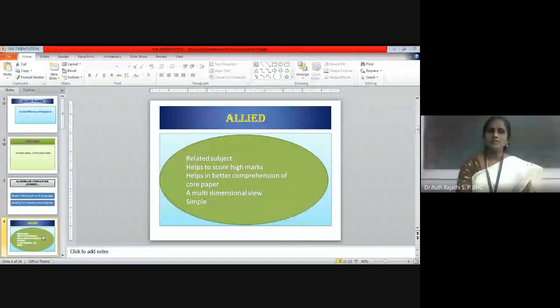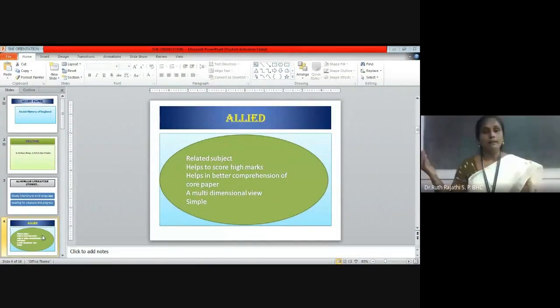So an allied paper is nothing but a subject related to the main paper. I hope you have completed the two orientations on the major papers. Shiva ma'am, as well as Bhavati ma'am, would have given you an idea about the major papers. In every semester, you have a Part One paper where you have Tamil or Sanskrit or Hindi or French, whichever you prefer.